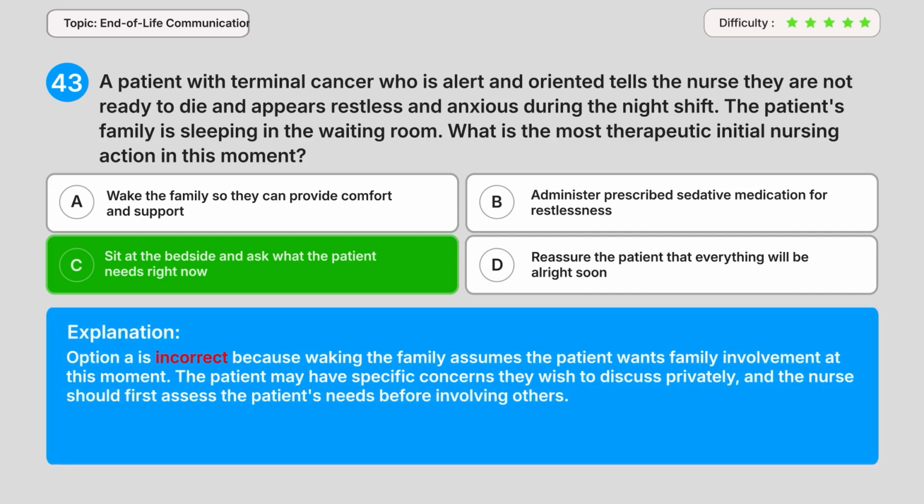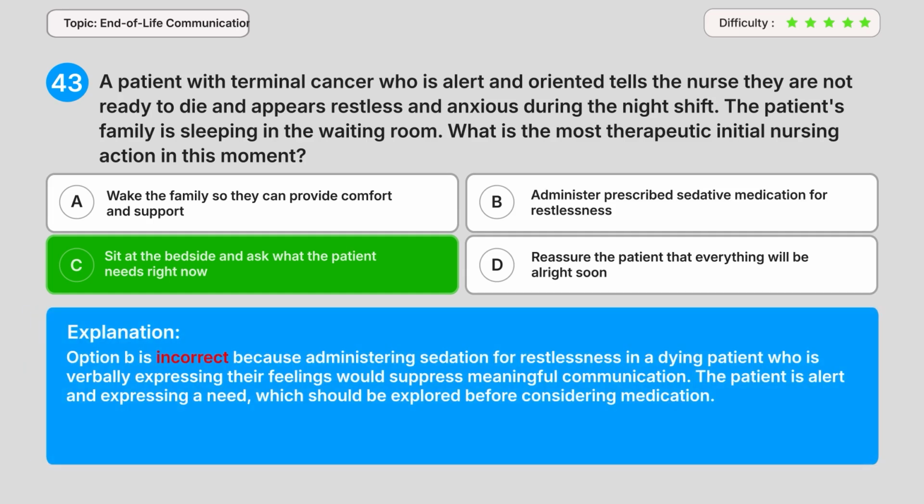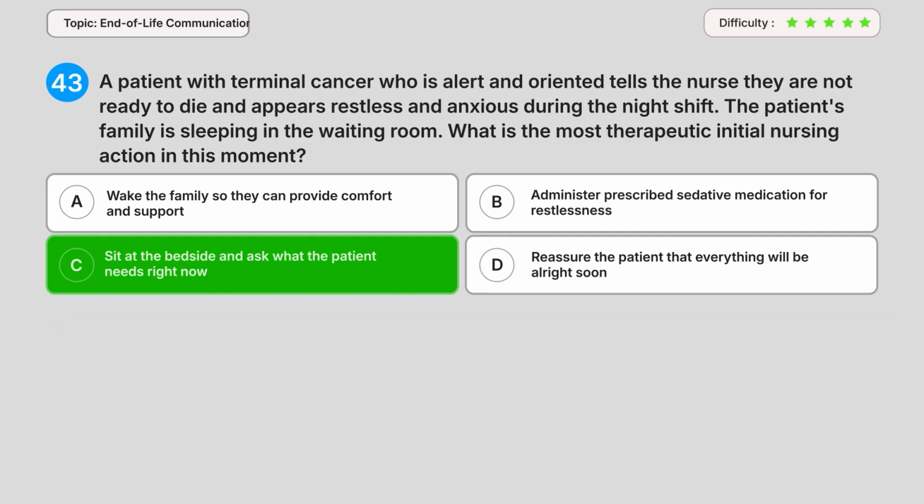Option A is incorrect because waking the family assumes the patient wants family involvement at this moment. The patient may have specific concerns they wish to discuss privately, and the nurse should first assess the patient's needs before involving others. Option B is incorrect because administering sedation for restlessness in a dying patient who is verbally expressing their feelings would suppress meaningful communication. The patient is alert and expressing a need, which should be explored before considering medication.